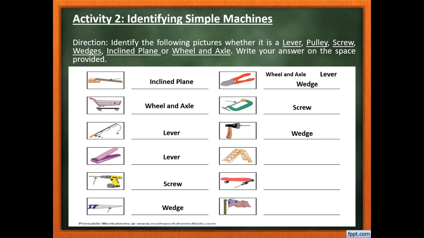For the tenth picture, we have a ladder. And a ladder is an example of an inclined plane. For the eleventh picture, a skateboard. And a skateboard is an example of wheel and axle. And for the last picture, we have a flagpole. And a flagpole is an example of a pulley. Did you get the perfect score? Very good!